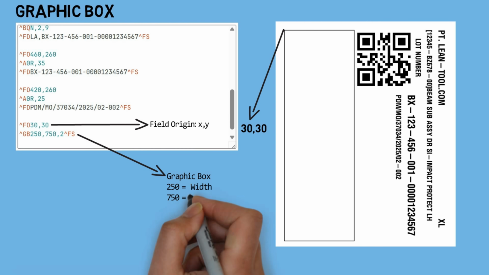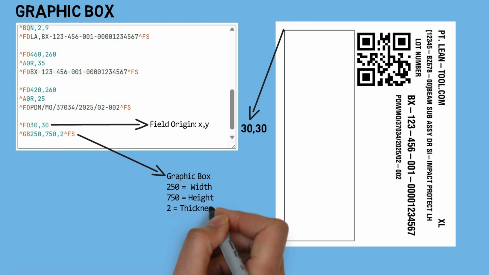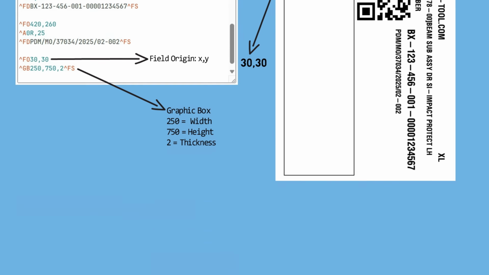GB stands for graphic box. The first value, 250, is the width of the box. The second value, 750, is the height. And the third value, 2, is the border thickness. Then, just like before, FS marks the end of that field. So this command draws a box with the specified size and border, starting from the position we set earlier.